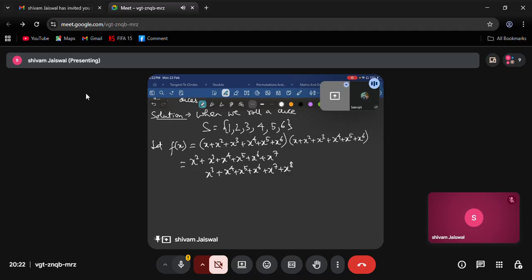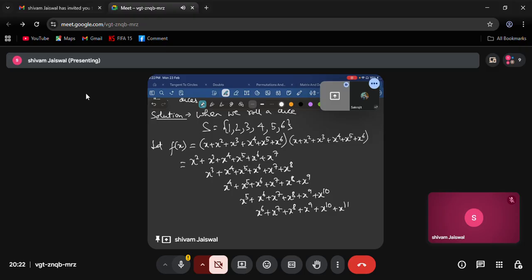Then we are going to get x power 4 plus x power 5 plus x power 6 plus x power 7 plus x power 8 plus x power 9. Then we are going to get x power 5 plus x power 6 plus x power 7 plus x power 8 plus x power 9 plus x power 10. Then we are going to get x power 6 plus x power 7 plus x power 8 plus x power 9 plus x power 10 plus x power 11.